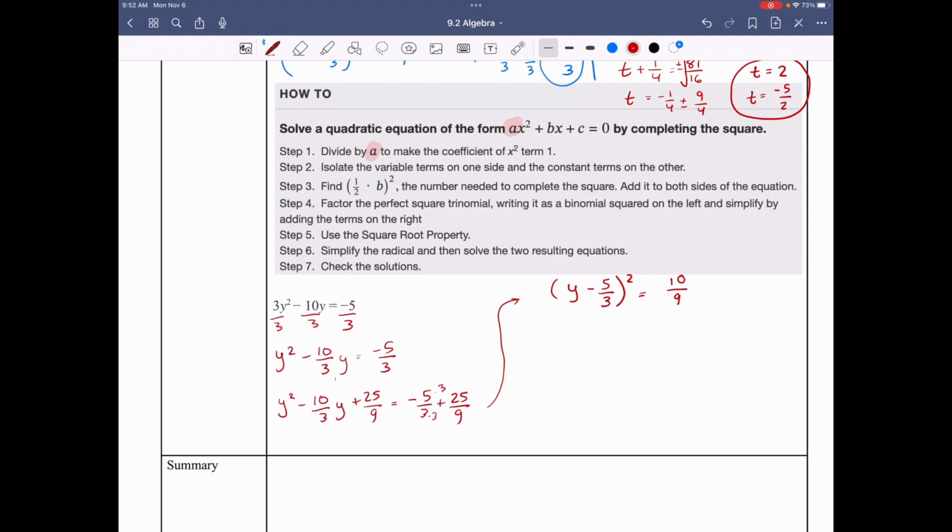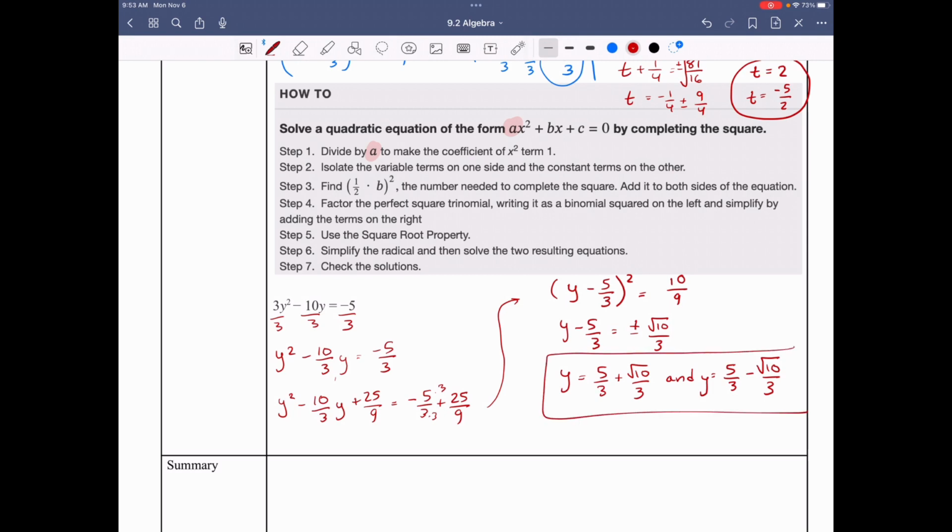I'm going to take the square root of both sides. y minus 5/3 is equal to plus or minus the square root of 10, and the square root of 9 is 3. We add 5/3 to both sides, so 5/3 plus the square root of 10 over 3 is one answer, and y equals 5/3 minus the square root of 10 over 3 is the other solution. And those are our two solutions.